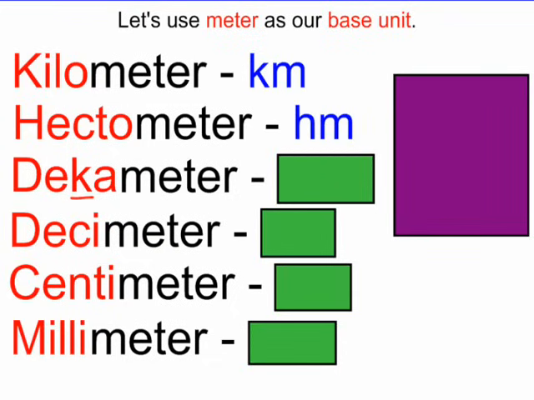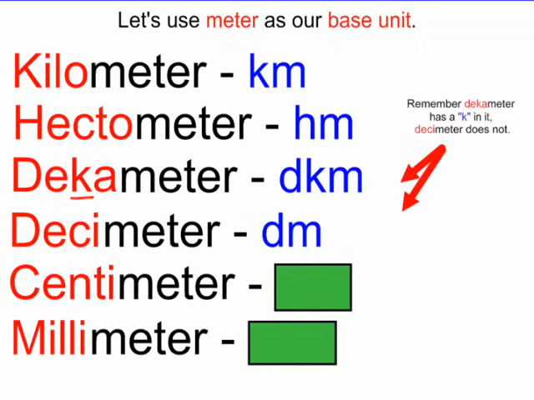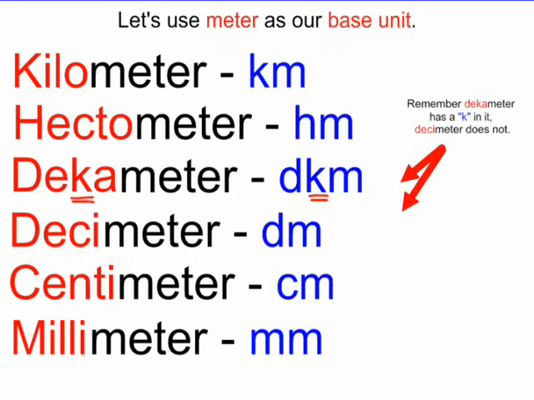Now these two are tricky because they both start with D. Just remember that decameter, it has a K in it, and also the abbreviation for decameter has a K in it. You'll notice that decimeter has no K. So that's how you can tell the difference between deca and deci. Centimeter, that's easy, would just be C for centi and M for meter. And millimeter is MM, M for milli and M for meter.